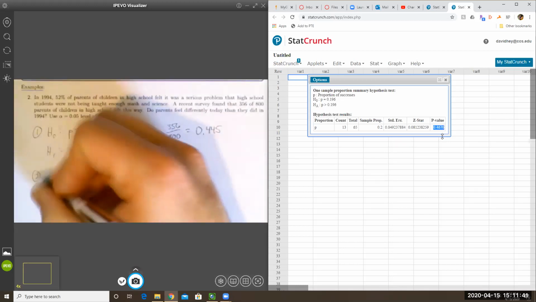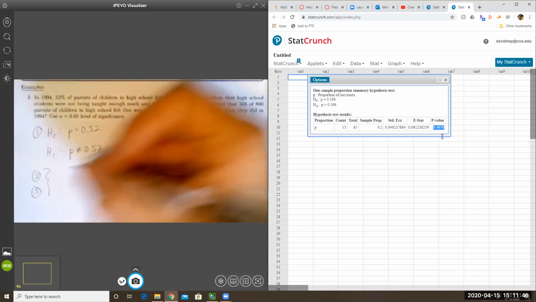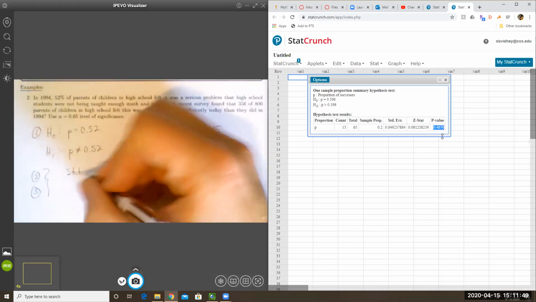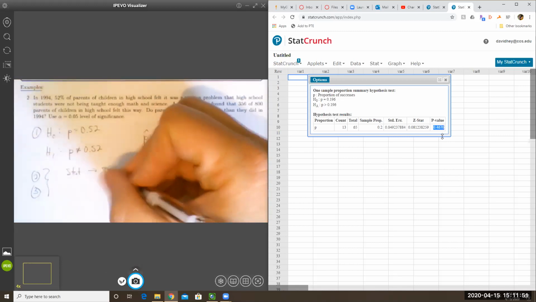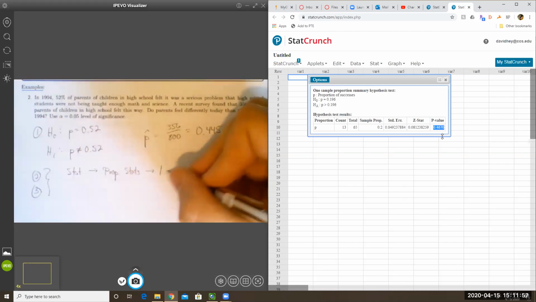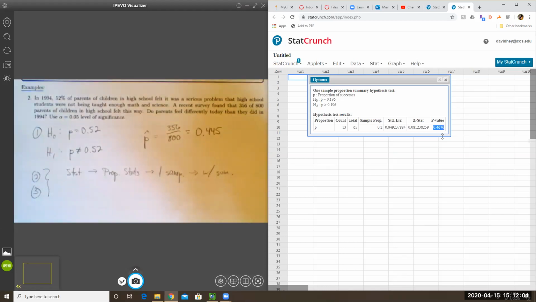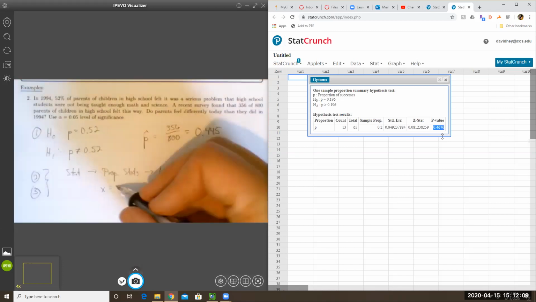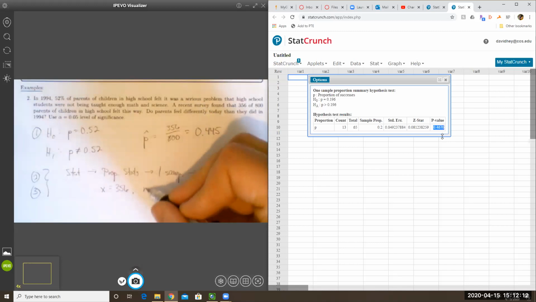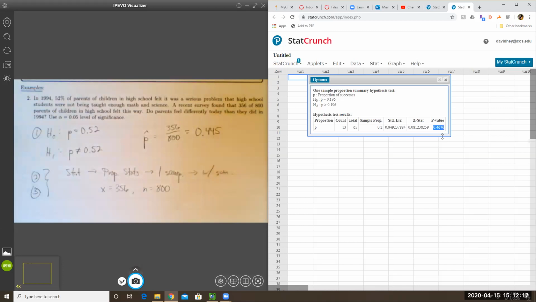So steps 2 and 3, right? Test statistic and p-value. These are going to be done in StatCrunch. Go Stat, Proportion Stats, One Sample, with Summary. We're going to be prompted to enter the number of successes. That would be 356. And the number of trials, that would be 800. Let's see what we get.